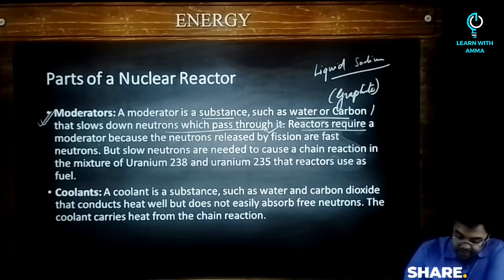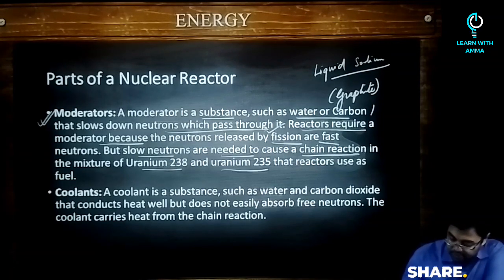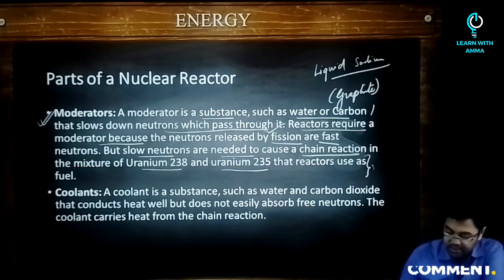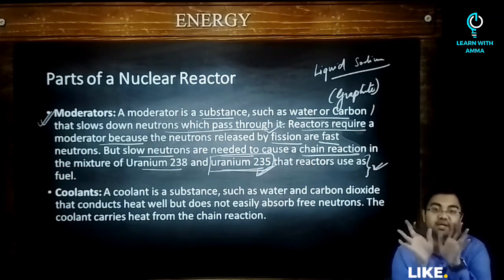The reactors require a moderator because the neutrons released by fission are fast neutrons, but slow neutrons are needed to cause the chain reaction in the mixture of uranium-238 and uranium-235 that the reactors use as fuel. So uranium-235 is actually used as the fuel.